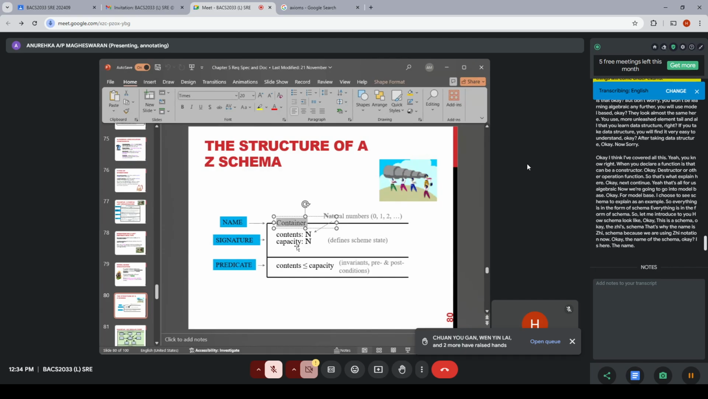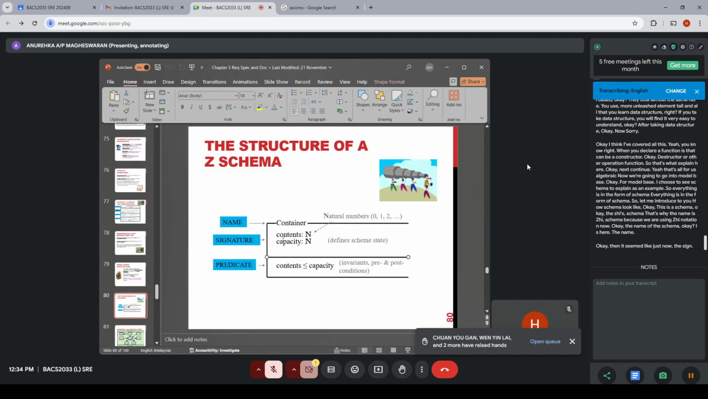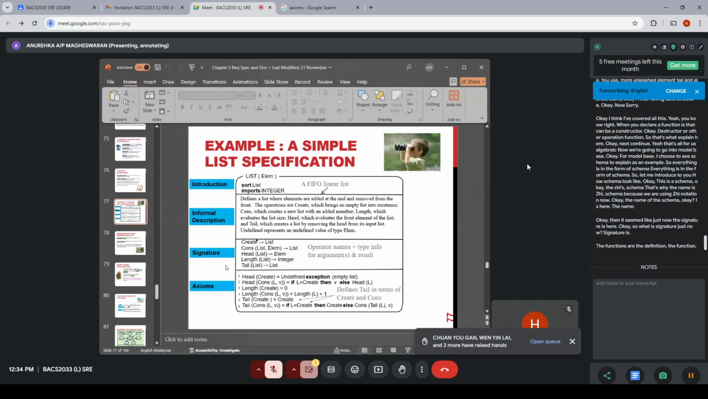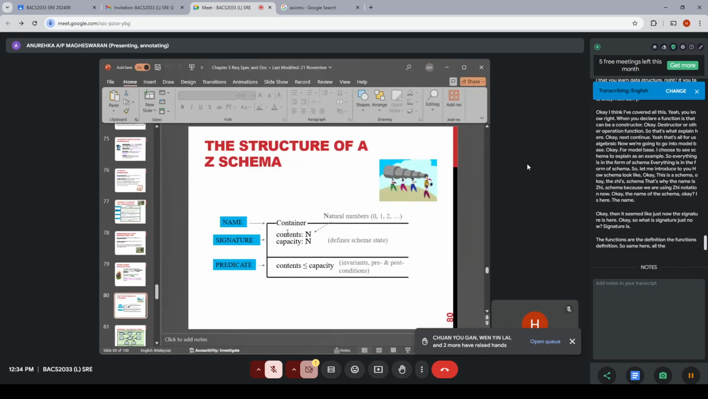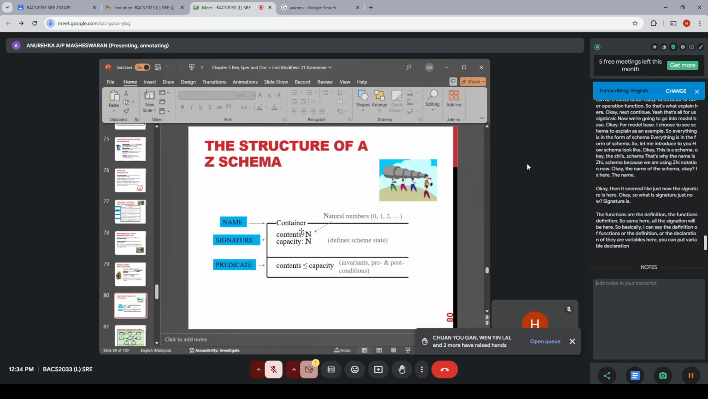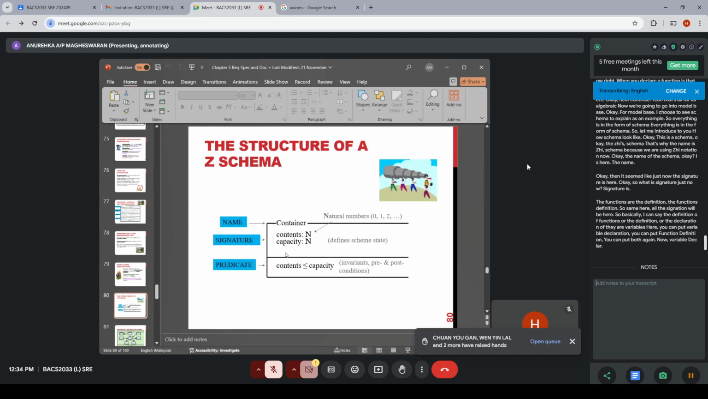Then, same as just now, the signature is here. What is the signature? Signature is the function definition. Same here, all the signature will be here. Basically, I can say it is the definition of functions or the declaration of the variables. Here you can put variable declarations, you can put function definitions, you can put both.